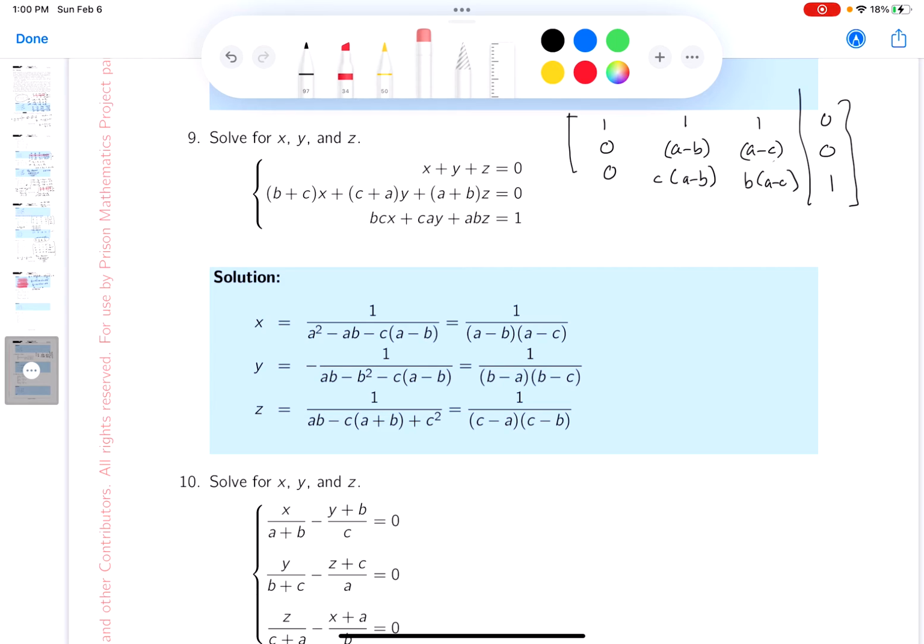I got troubles now, and my troubles is I got to make another elimination. And what I'm going to do is c times row 2.